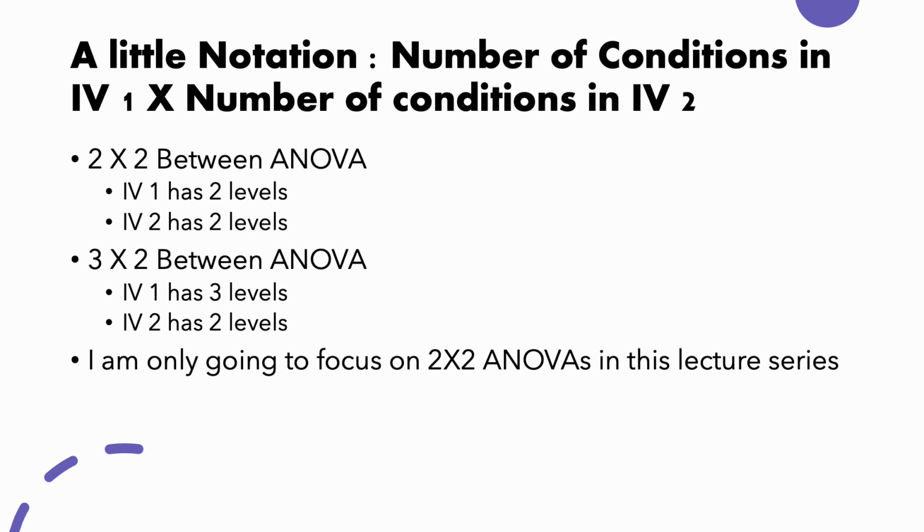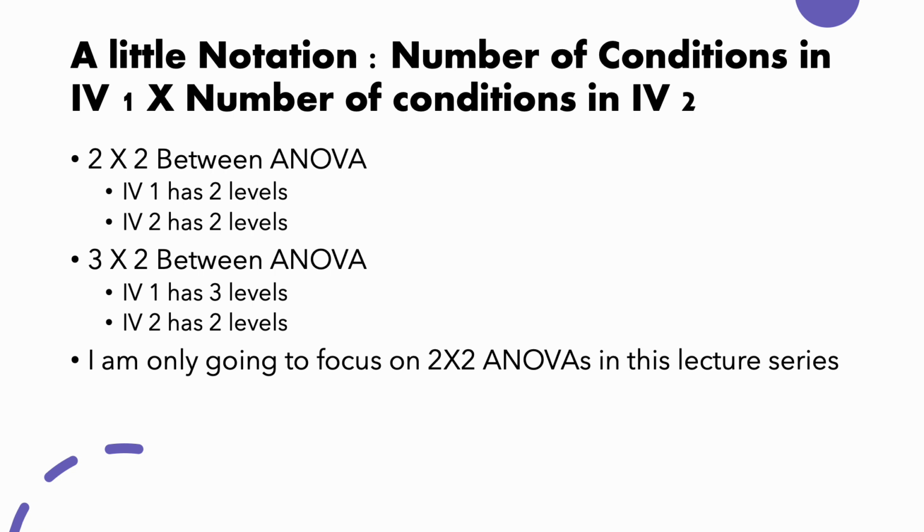There is a little notation that I want to teach you all. Essentially, you put the number of conditions in independent variable 1 times the number of conditions in independent variable 2 to indicate which between ANOVA you are using. So a 2 by 2 between ANOVA means that independent variable 1 has 2 levels and independent variable 2 has 2 levels. Now, some people get this confused and don't understand that the numbers are the numbers of levels or conditions in each independent variable.